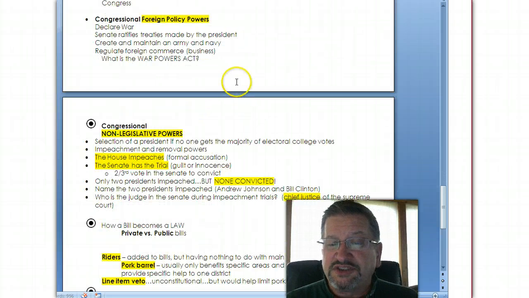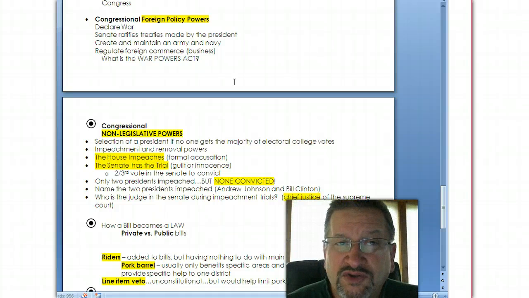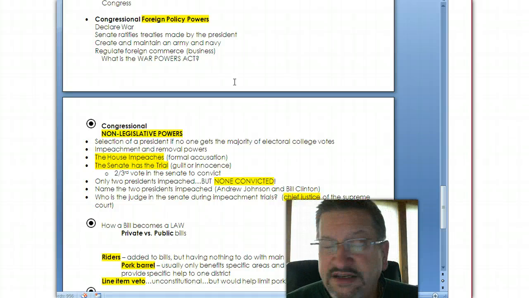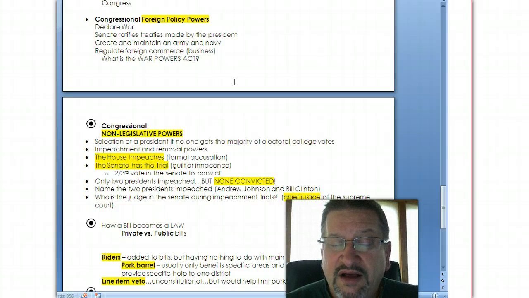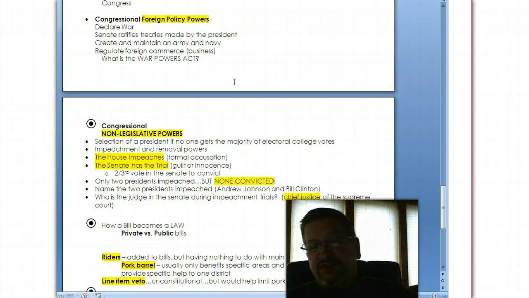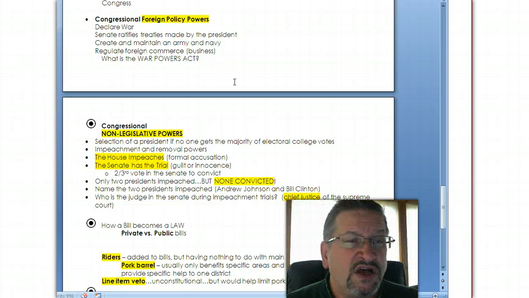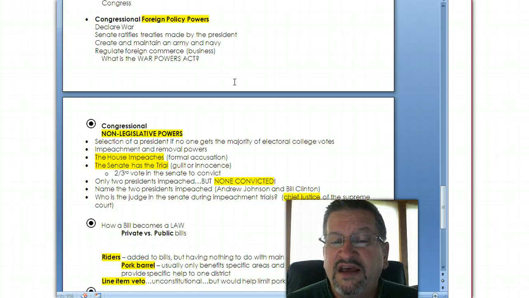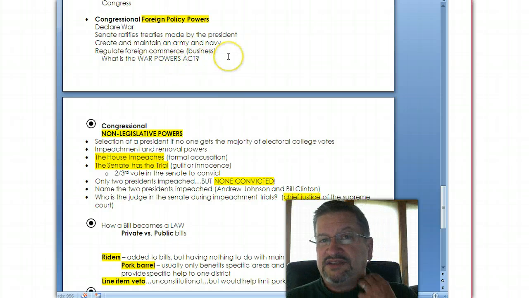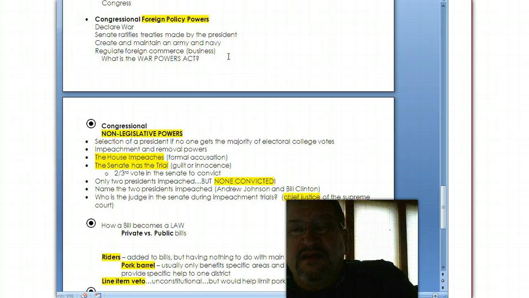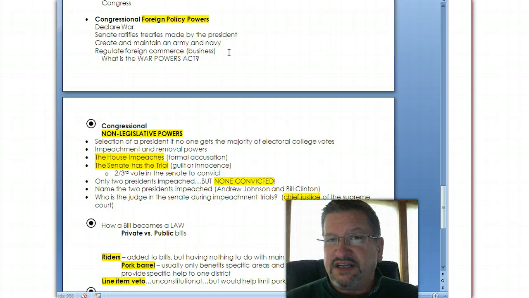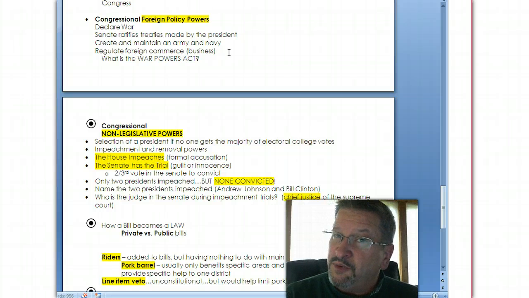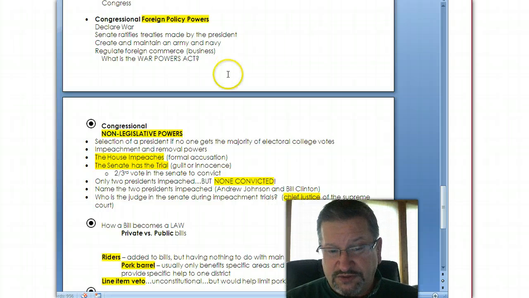Now, Congress also has some significant foreign powers, which include declaring war. Remember, the president can't declare war, but he can get us into one. It's up to the Congress to declare war. And the Senate ratifies treaties made by the president. The House and Senate regulate the Army and Navy, and they have the power of the War Powers Act. The War Powers Act means, and we talked quite a bit about this, that the president can send in troops for 60 days anywhere he wants. But after 60 days, Congress has the power, at least at this point, to recall those troops.